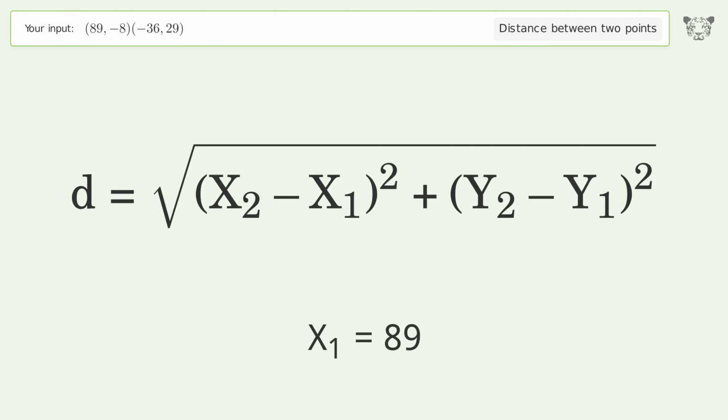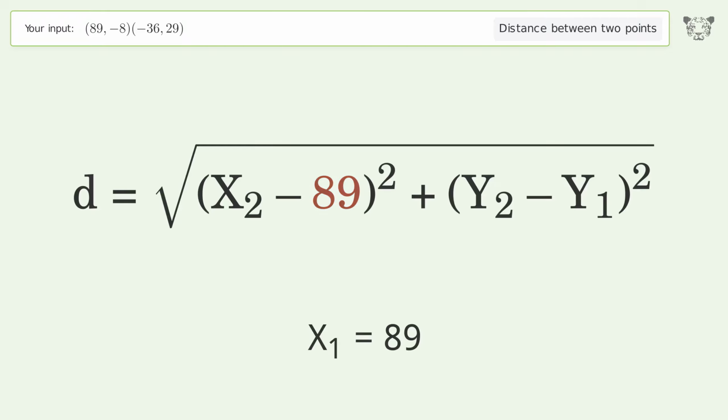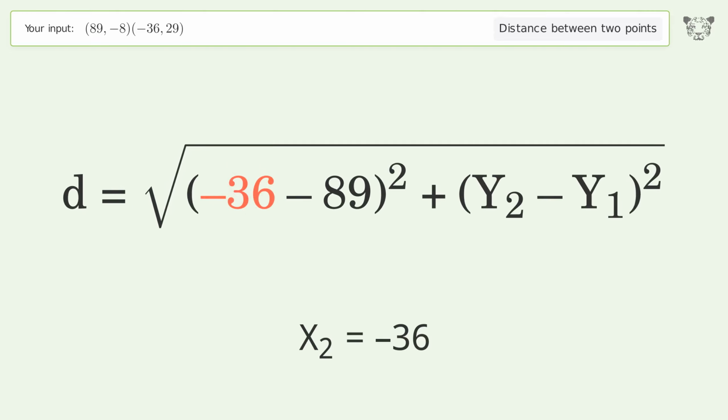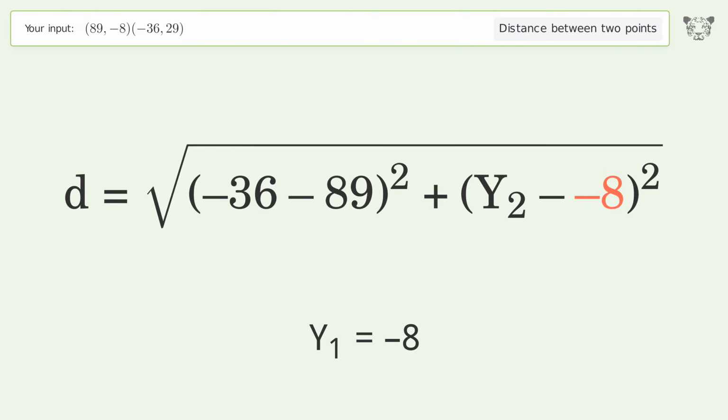x1 equals 89. x2 equals -36. y1 equals -8. y2 equals 29.